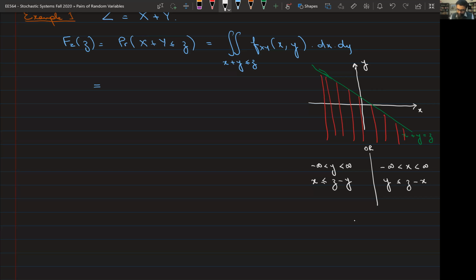Right. So this is basic calculus. Okay. So I will go for this option here. Right. So I will integrate over a region in which y goes from minus infinity to plus infinity, and x goes from minus infinity to z minus y. And what do I integrate? I integrate the joint PDF.